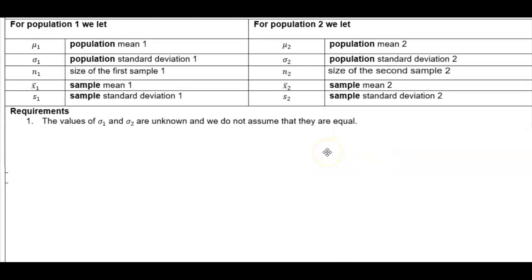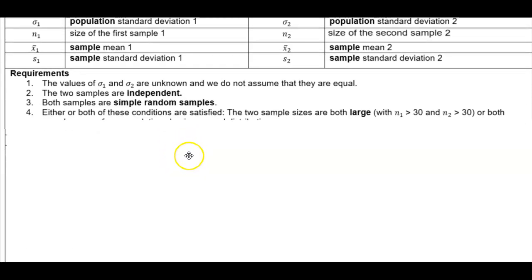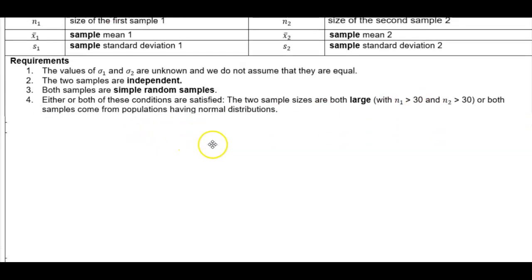Requirements. 1. The population standard deviation of population 1 and the population standard deviation of population 2 are unknown, and we do not assume that they are equal. 2. The two samples are independent. 3. Both samples are simple random samples. 4. Either or both of these conditions are satisfied: the two sample sizes are both large, with sample size 1 greater than 30 and sample size 2 greater than 30, or both samples come from populations having normal distributions.